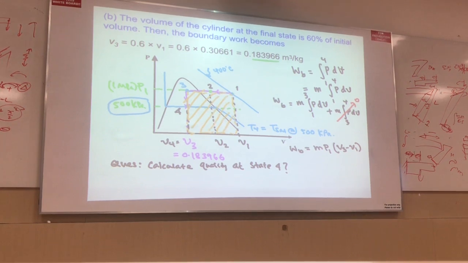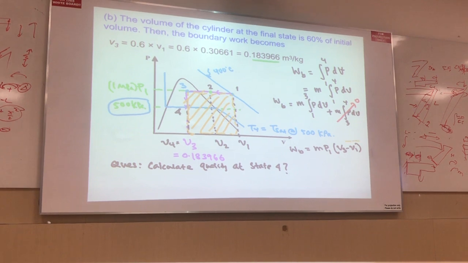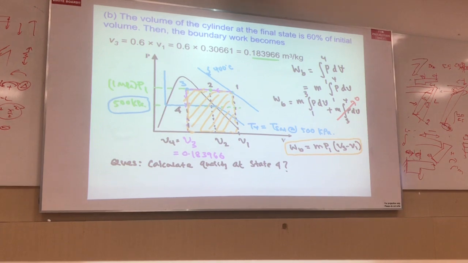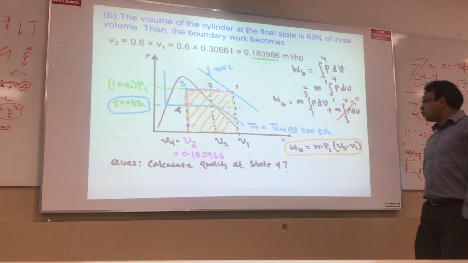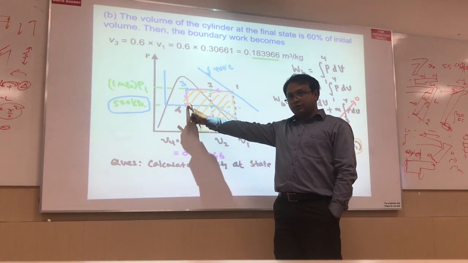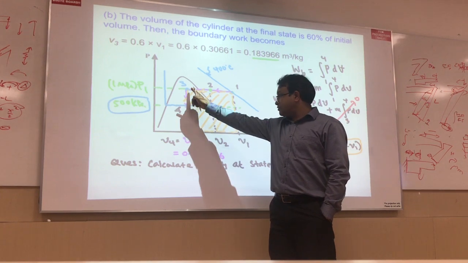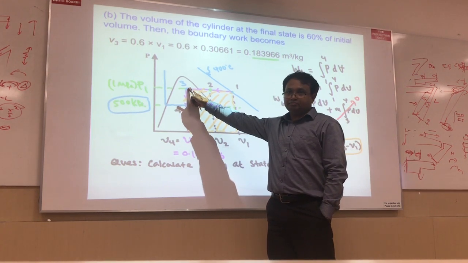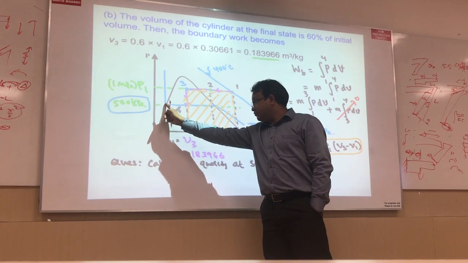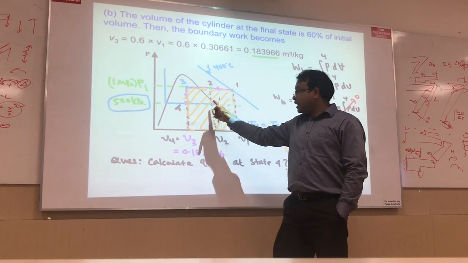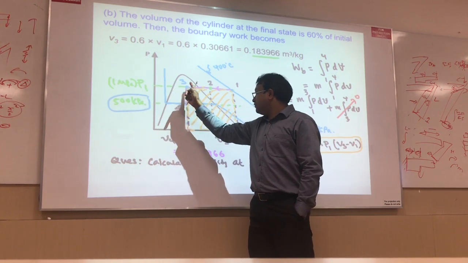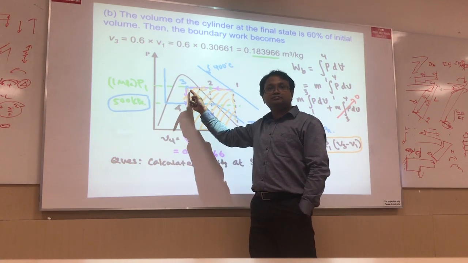Alright? Then you substitute the value, then you get the answer. No problem. Okay, you can do it by yourself. An answer is given on the question. Alright? An additional question, calculate the quality at state 4. You can calculate, right? No problem. At 3 also you can calculate. At 500 kilopascal, I know VF, I know VG, I can calculate. At 1 megapascal, I know VF and VG, then I can calculate. No problem.